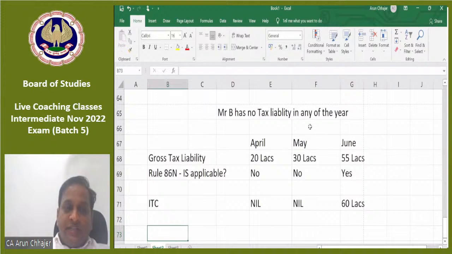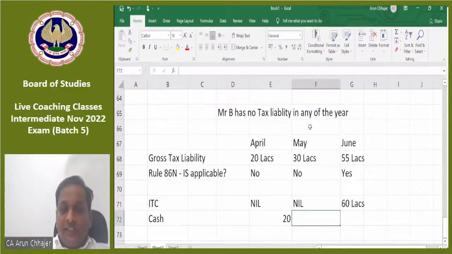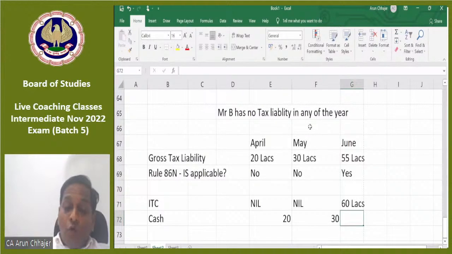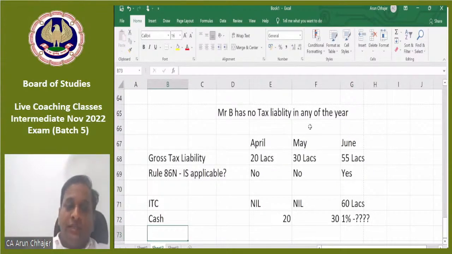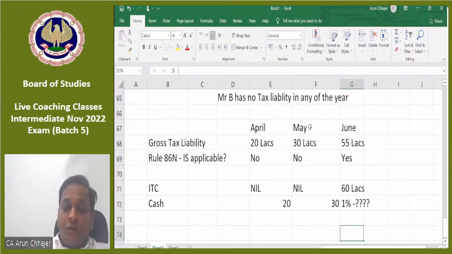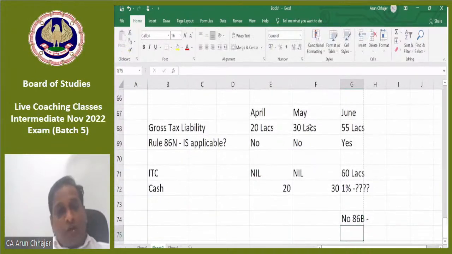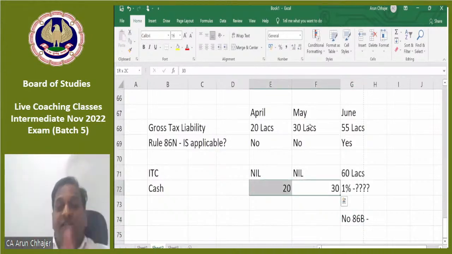Now, because he does not have the ITC, he has paid cash 20 lakhs in full. He has paid cash 30 lakhs in full. Now here, whether 1% would be applicable or not? The answer would be no, 86B will not apply. Reason: for this month, the value is exceeding 50 lakh, but he has already paid more than 1% in cash.